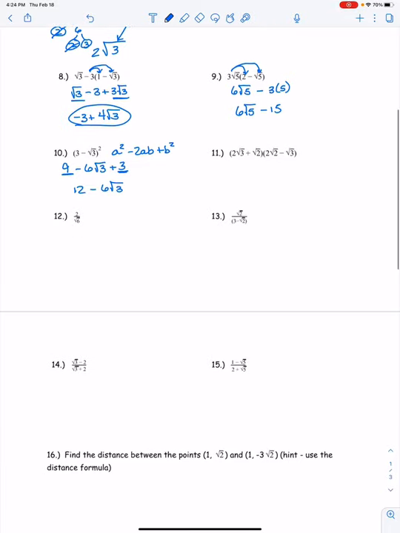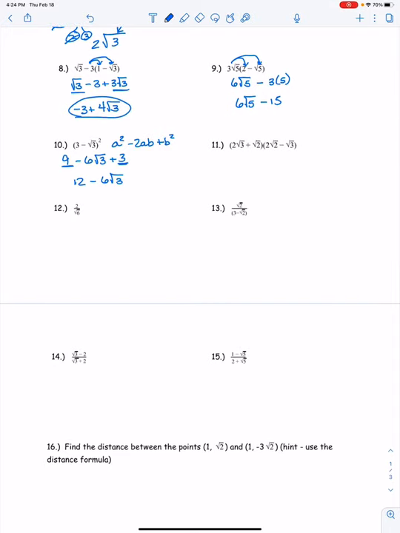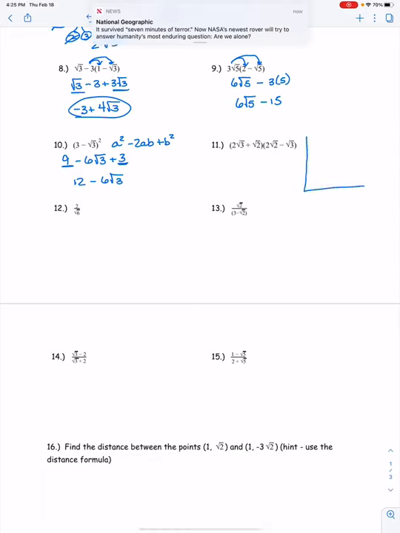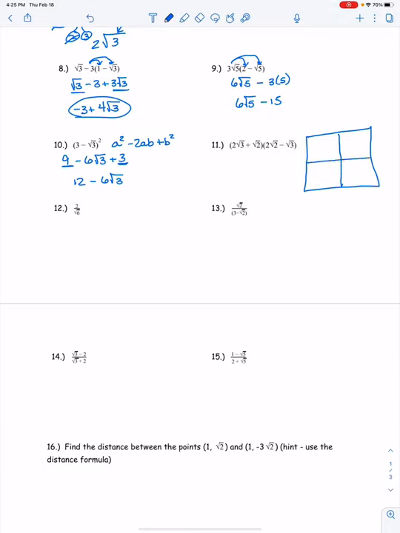So let's do number 11. Number 11, again, is going to be a double distribution property, or as we say, FOIL, or you can do the Punnett Square. I prefer the Punnett Square, so I'm going to go ahead and do the Punnett Square. So I have 2 the square root of 3 plus the square root of 2 times 2 the square root of 2 minus the square root of 3.